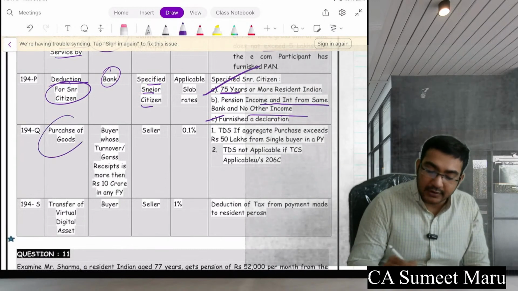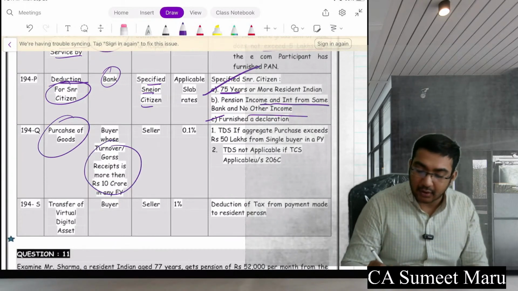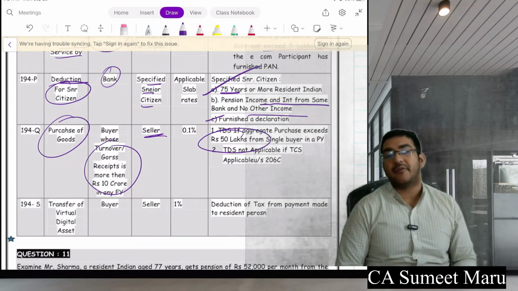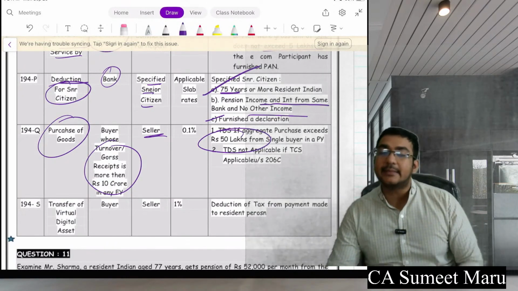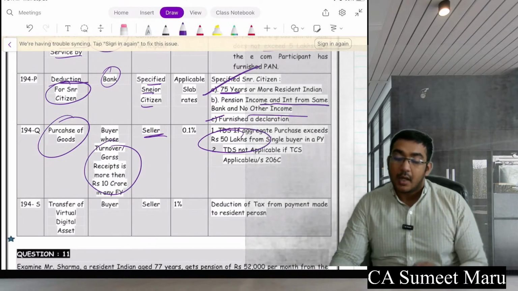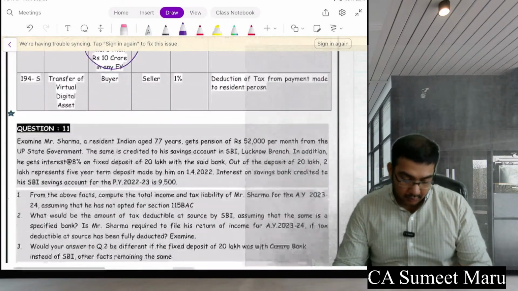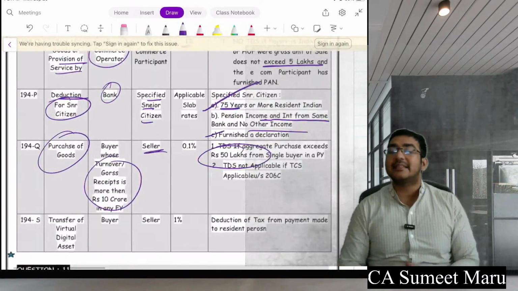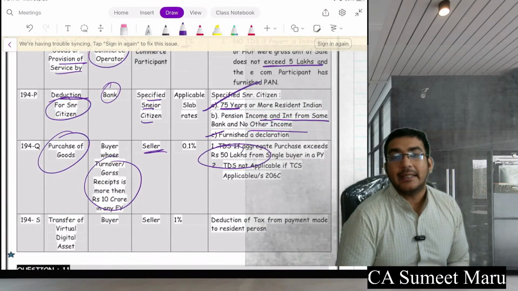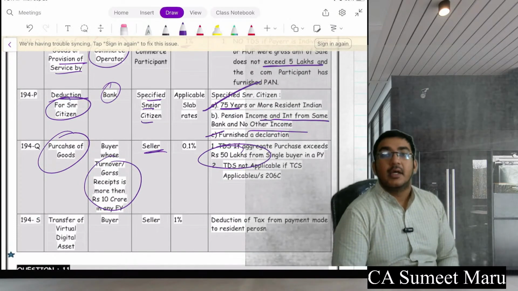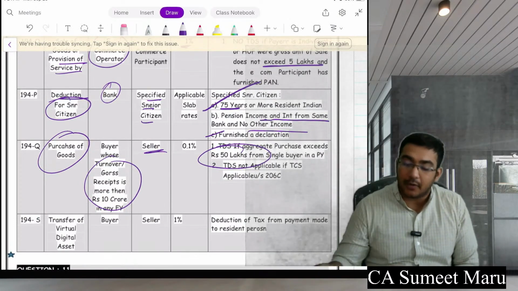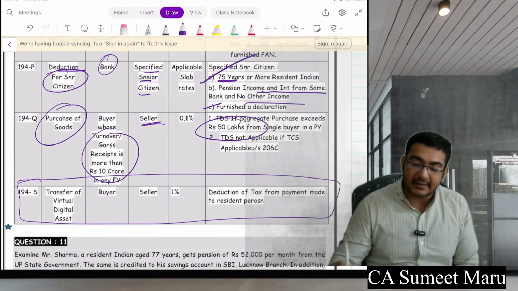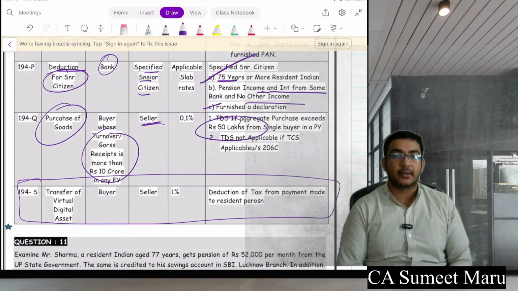Further, purchase of goods: where the seller's turnover is above 10 crore, the buyer has to deduct TDS if the payment is above 50 lakhs. So if someone is purchasing goods and you are paying above 50 lakh rupees, in that case also you have to deduct TDS at 0.1%. And last, transfer of virtual digital asset, 1% TDS has to be deducted.